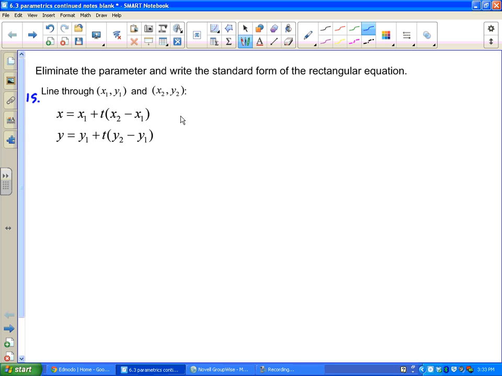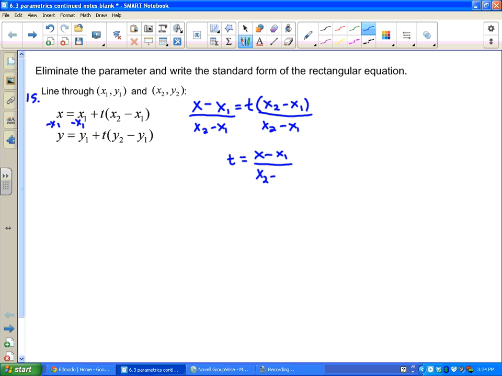Well, how do we eliminate the parameter for most parametric equations? We solve for t. So let's do that with the x equation. Let's solve it for t. So let's subtract x1 over. Gives us x minus x1 equals t times x2 minus x1. Then, to get t by itself, I can divide both sides by x2 minus x1. Okay, and so that gives me t equals x minus x1 over x2 minus x1.